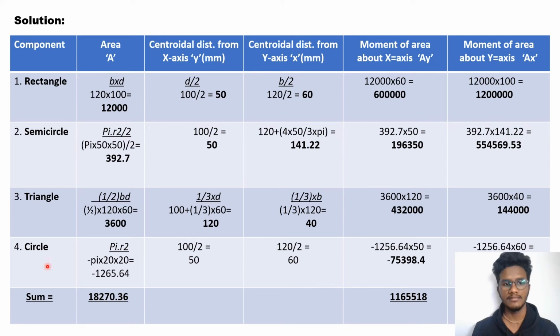Then triangle, circle, then we need to calculate all the summation of areas. Finally we'll get 18,270.36. Later the summation of Ay will become 1,165,518, and moment of area about y-axis, that is Ax, 1,343,172.